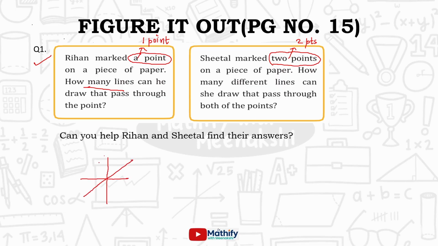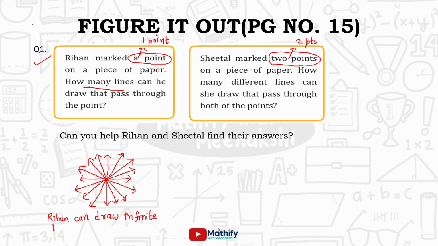2, 3, 4, 5. Now you realize, ma'am, as many lines you want we can draw. Because from a single point we can always draw infinite lines, but they said lines, that's why you have to put arrows, otherwise it becomes a line segment. I will write that Rihan can draw infinite lines. You should know this thing, from a single point we can always draw infinite lines. And if you want to mark that point, you can mark that point as O.